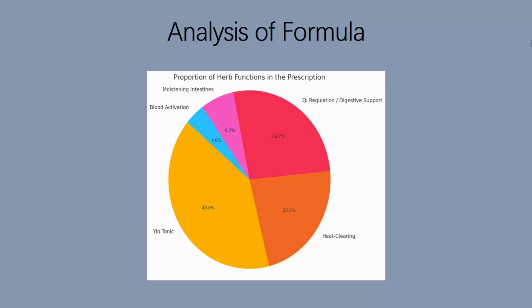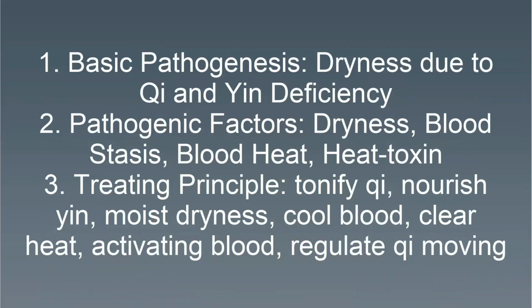So, quick recap. First, the pathogenesis of Sjogren syndrome is qi and yin deficiency forming the dryness. Second, the main etiology and pathogenesis of the disease are yin deficiency, blood heat, blood stagnation, and also dryness. And finally, the treatment principle is to tonify qi, nourish yin, clear the heat, cool the blood, activate blood and regulate qi moving, accompanied by other treating principles following the symptoms.